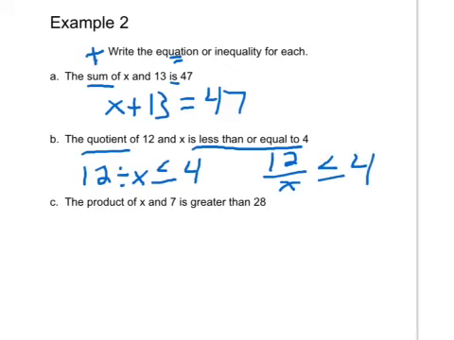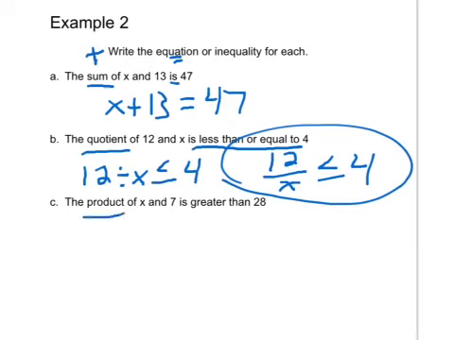Because you will see this one a lot more, the farther we go in the year. And example C, the product, big word, of x and 7 is greater than 28. So product of x and 7. If I read it as it's written, I would go like this, x times 7. Notice I didn't use an x for the multiplication sign because I just used it for my letter. I want you to get used to using dots for your multiplication sign.